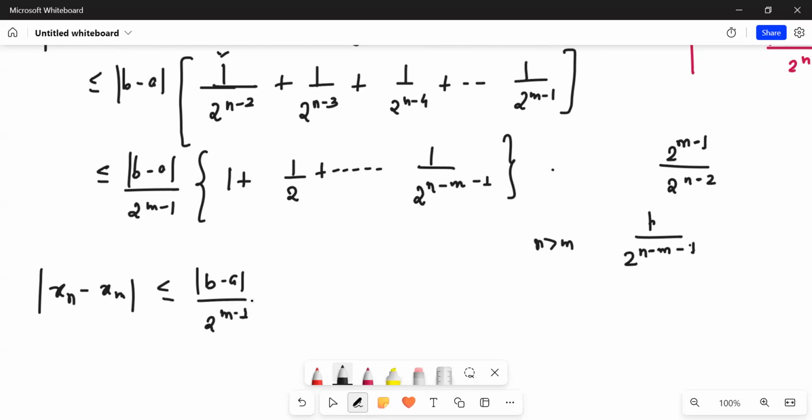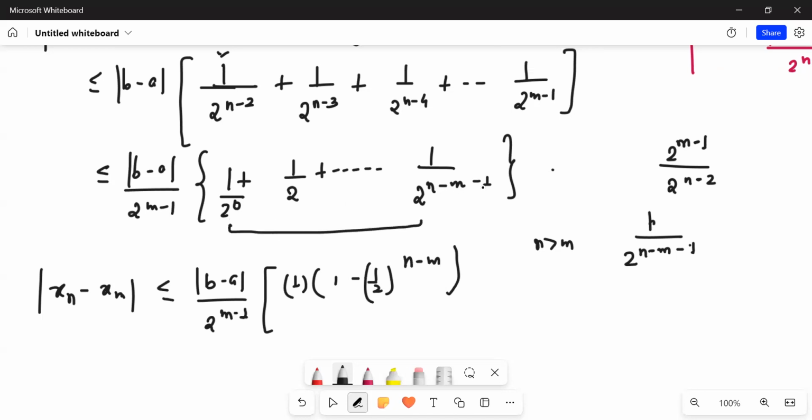Okay, and just think about this series. What do you think this series is? This series is a geometric series, isn't it? So the geometric series sum is 1 minus 1 upon 2 raised to power... How many terms are these? It starts from 1 upon 2 raised to power 0. So these are n minus m terms. Always remember, if I count from 0 to some point, let's say n, then the total number of terms is n plus 1. So basically the total number of terms is n minus m minus 1 plus 1, all upon 1 minus 1 by 2.